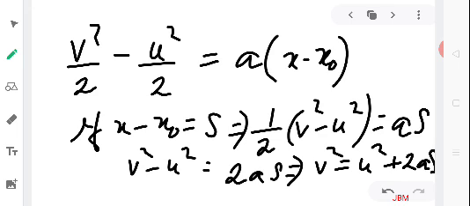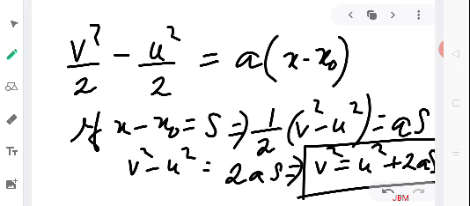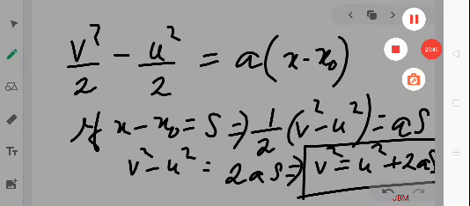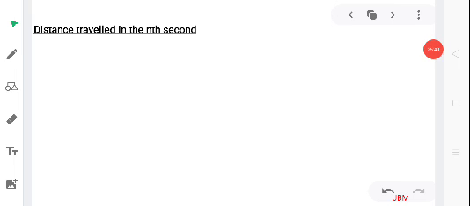So this is the third equation of uniformly accelerated motion that we have derived using which method? Calculus method. So now I hope that you can understand how using the method of calculus very easily we can obtain all the three equations. Now still we are left with one, that is distance traveled in the nth second.